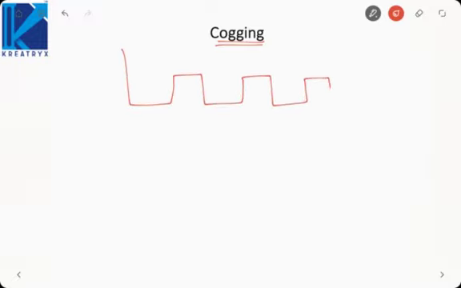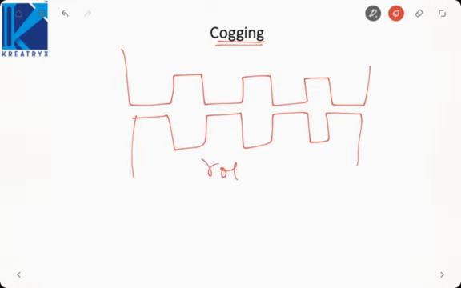This will be my stator design. This will be my rotor design. So here what I have done is, the teeth of stator and rotor are perfectly aligned. Okay, this is your slot where the winding will be placed. This is my teeth.